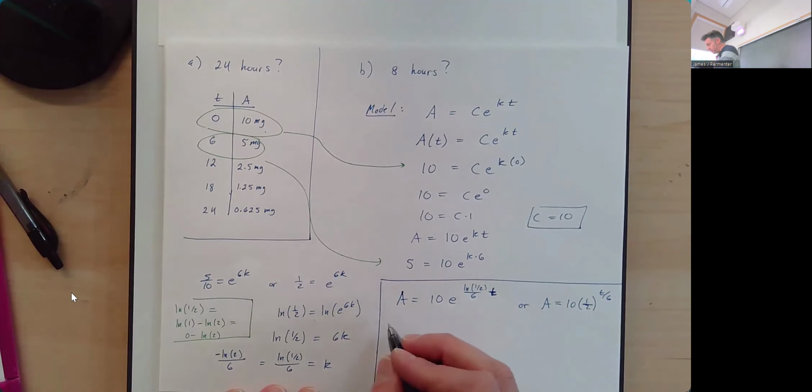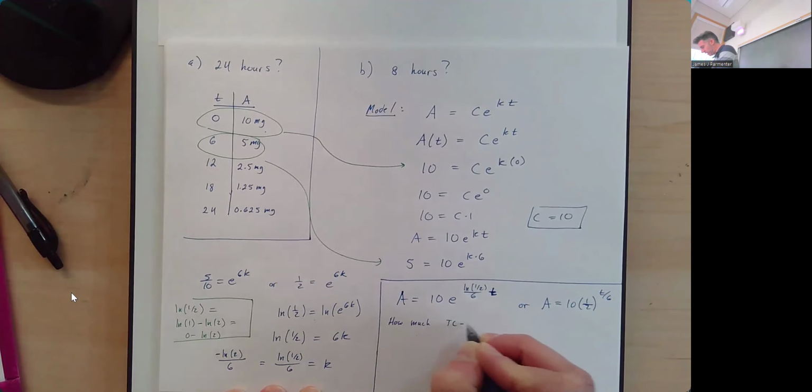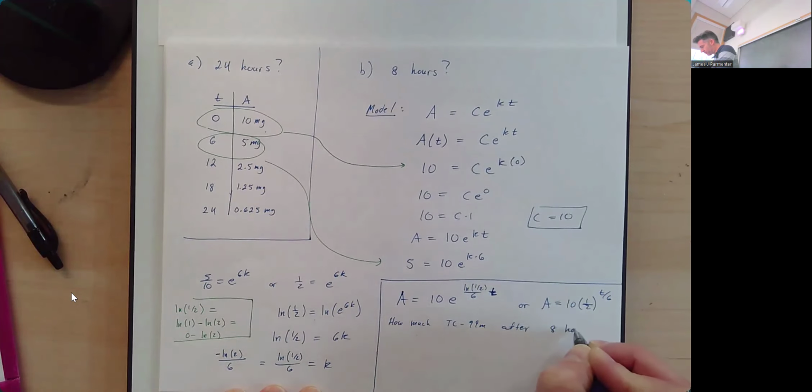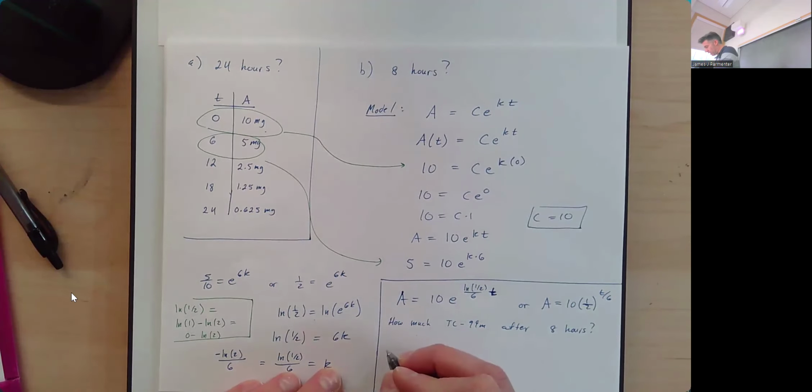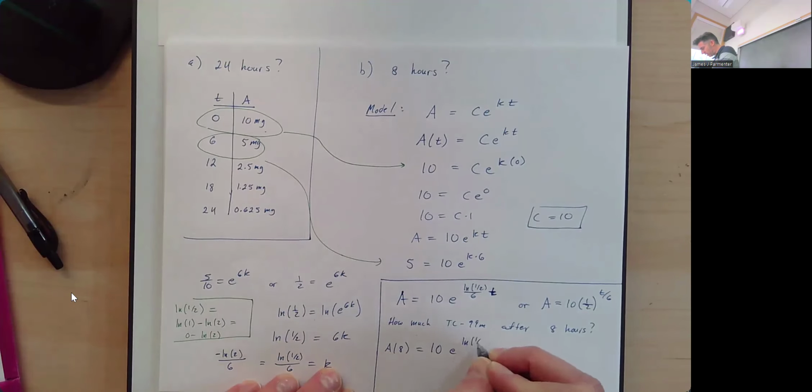So now, to answer the question, how much TC99M after 8 hours, we're just going to set time equal to 8. So A of 8 is going to equal 10e to the natural log of 1/2 over 6 times 8. You can simplify that a tiny bit, but without a calculator, there's really not much more you can do.